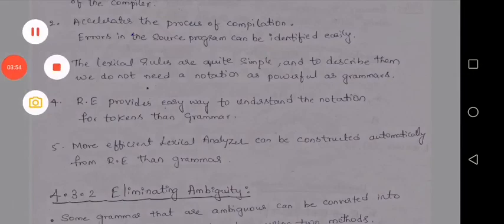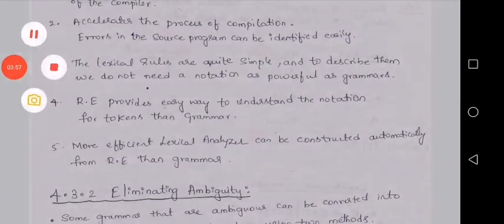So next, we'll move on to the topic eliminating ambiguity. Here you can observe we have three different productions: E derives E plus E, E derives E into E, and E derives ID. So this is the possible string. Now, what exactly does ambiguity stand for?